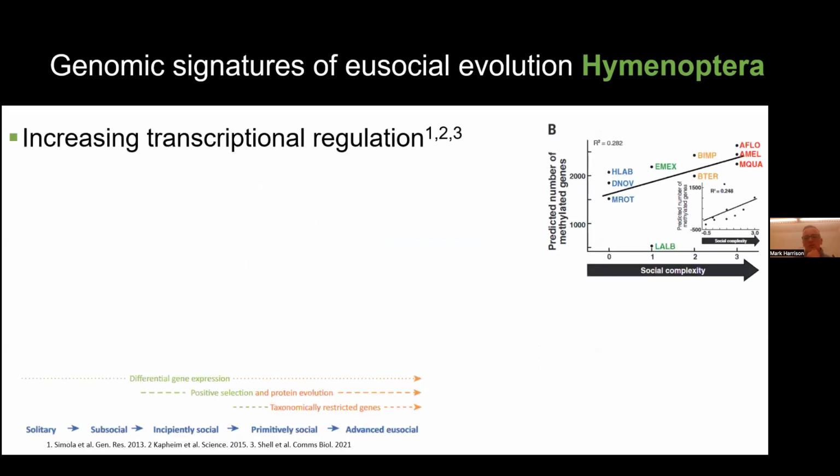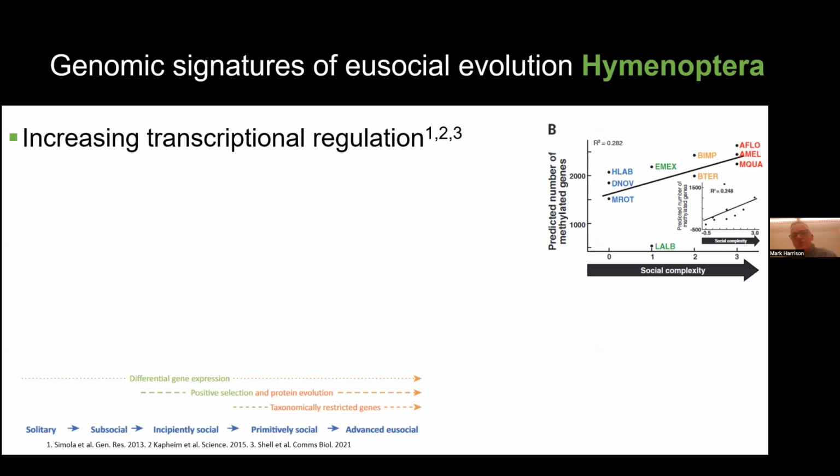And there's quite a lot of evidence in Hymenoptera to support this. So there are a couple of, I'm just looking at three comparative studies here, which support the increase in transcriptional regulation. There's an example, the figure here we see is from Karen Kapheim's paper from Science in 2015, sorry.